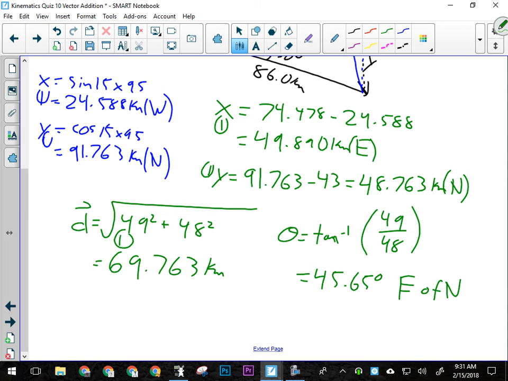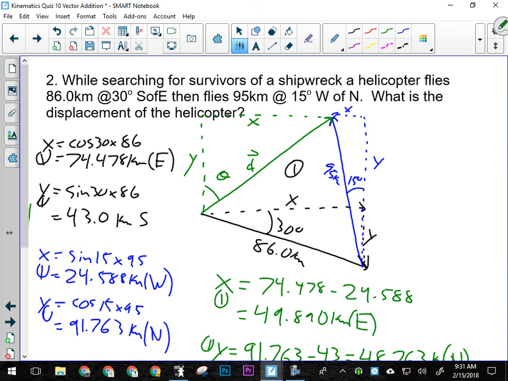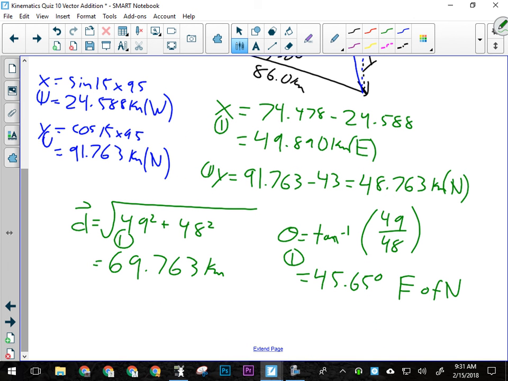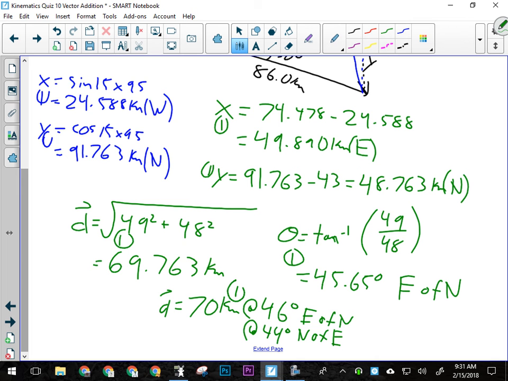Okay, so now I've got all my stuff figured out. So that's a mark. Sorry, the Pythagorean theorem we already said was a mark. Now I need to find the overall displacement of the helicopter in the right number of significant figures, which according to this question is 2. So I'm going to have 70 kilometers. So my overall displacement is 70 kilometers at 46 degrees east of north, or at 44 degrees north of east. That should come out to 10 marks.